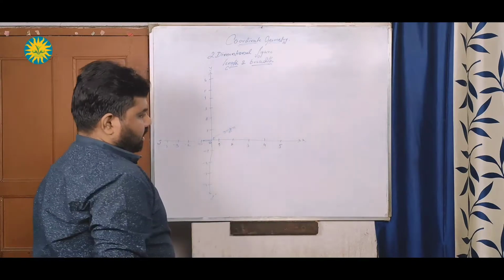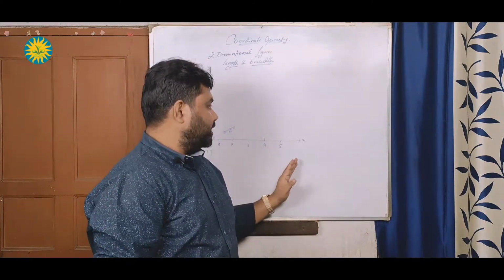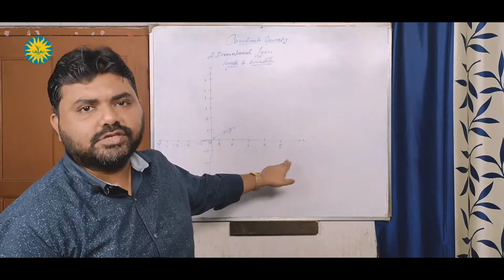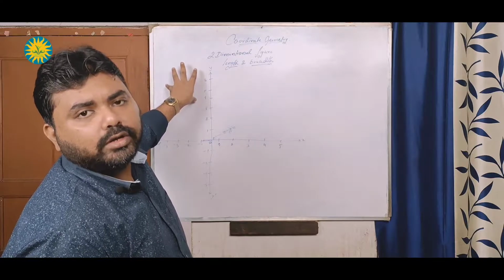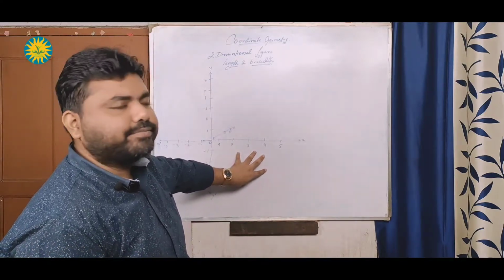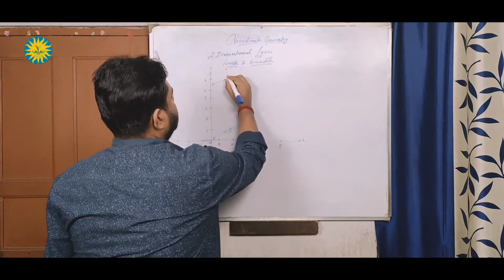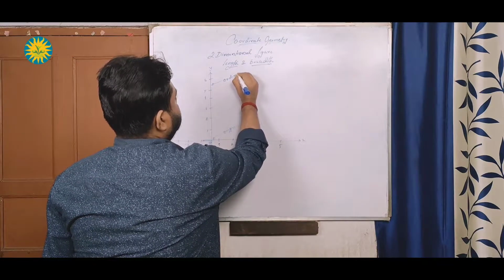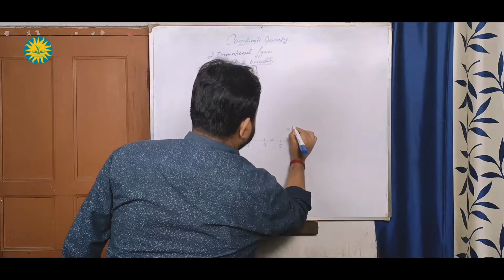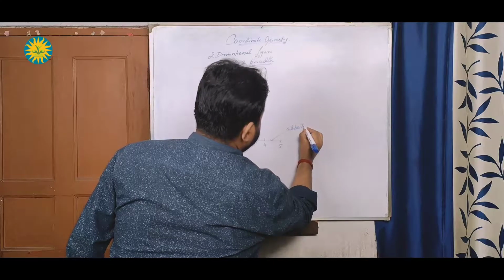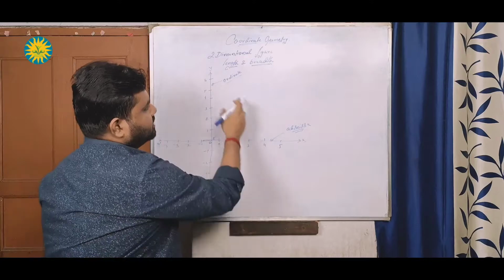There is a special name for the x-axis and the y-axis. The special name given to the x-axis is the abscissa, while the special name for the y-axis is the ordinate. So this is the abscissa and this is the ordinate. These are the special names given to the x-axis and the y-axis.